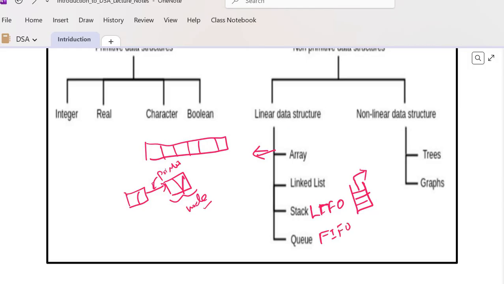The next are non-linear data structures, represented as trees and graphs. A tree is a hierarchical structure with parent and child relationships. A graph represents relationships between entities using vertices and edges. It is represented as G equals (V, E), where V is the set of vertices and E is the set of edges.